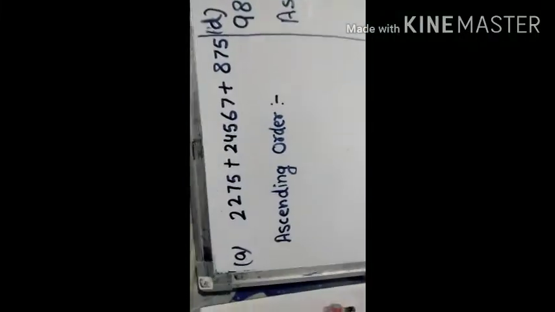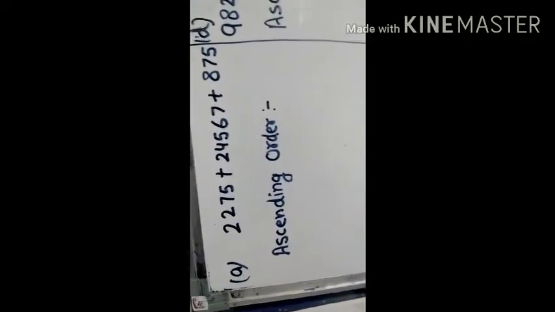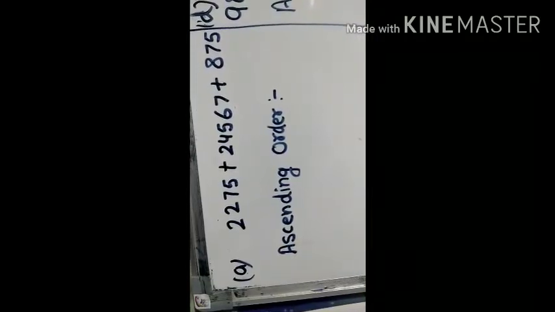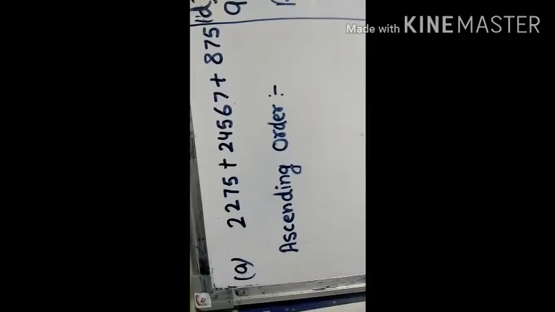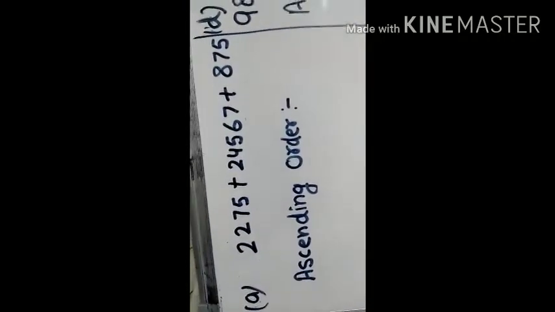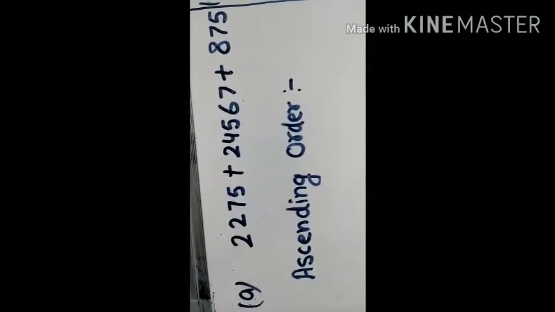Okay children, the question A is 2,275 plus 24,567 plus 875. So there are two things we have to do. First we have to put the numbers in ascending order, and then we have to add. So what is the meaning of ascending order? It means putting the numbers in an order in which the smallest will come first and the largest will go last.